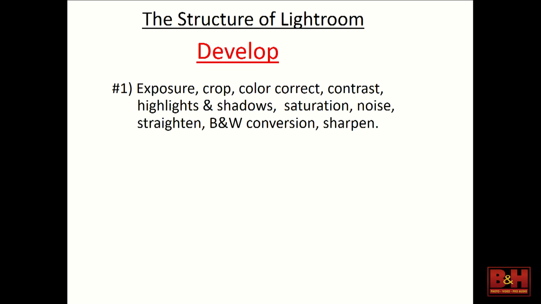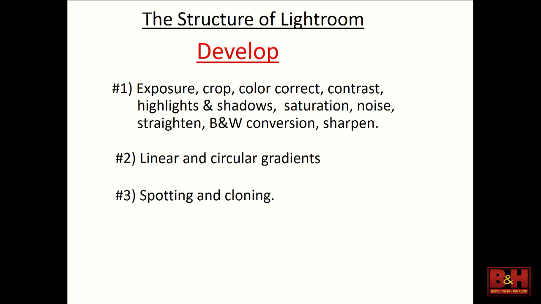Up until a few years ago, Lightroom would only work on the entire picture. You couldn't work on any local parts of the photograph. And so a few years ago, the newer versions came out with gradients, so you can taper an effect across a certain part of a picture. You can now do spotting and cloning if you have dust spots on your sensor, for example, or a cigarette butt on the street that shouldn't be there. You can spot it out.